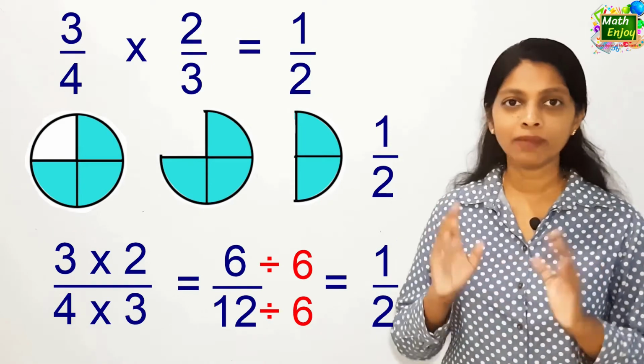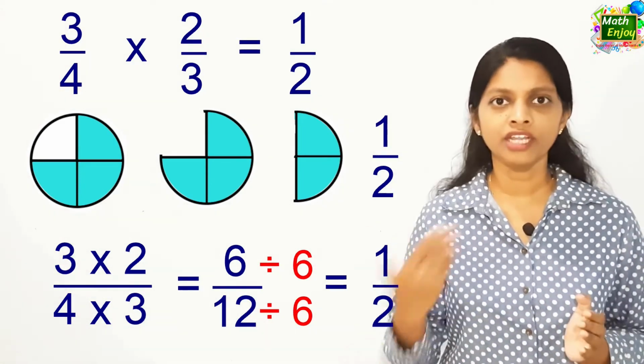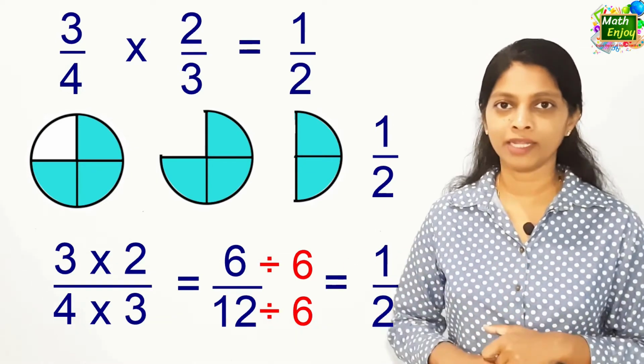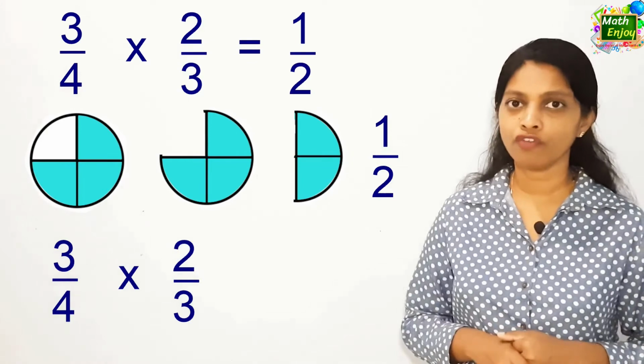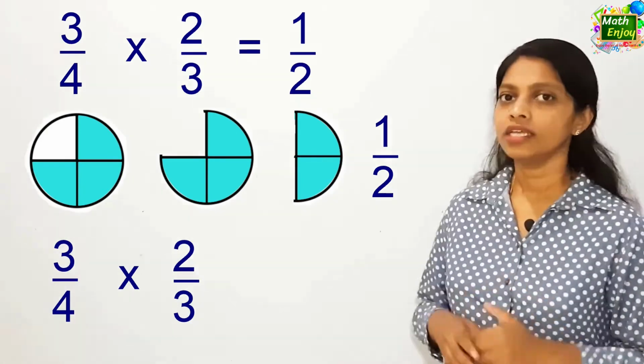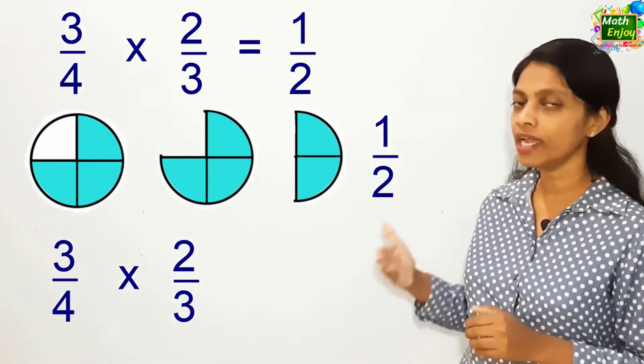There is another way. Here we did multiplication first, then we did division. If you want, you can do division first, then you can multiply. Shall we do it that way also? I wrote 2 fractions, 3 over 4 multiplied by 2 over 3. Can you see there are common factors to both numerator and denominator?